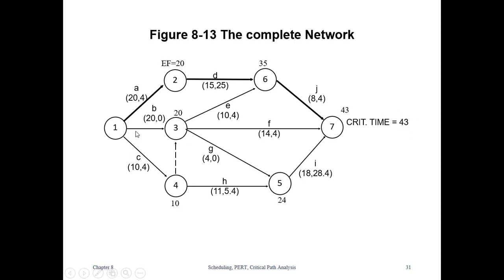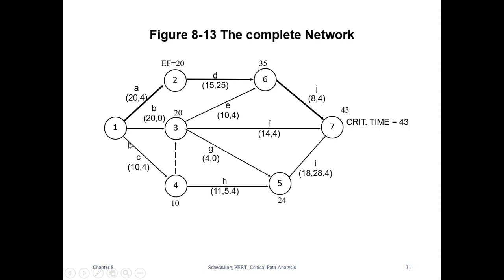You can also flow through other paths. Here is 20 plus 10, that makes 30. So here we have 30 and here we have 35. Since activity J requires D as well as E, we have to wait until 35. So this particular activity becomes a non-critical activity.